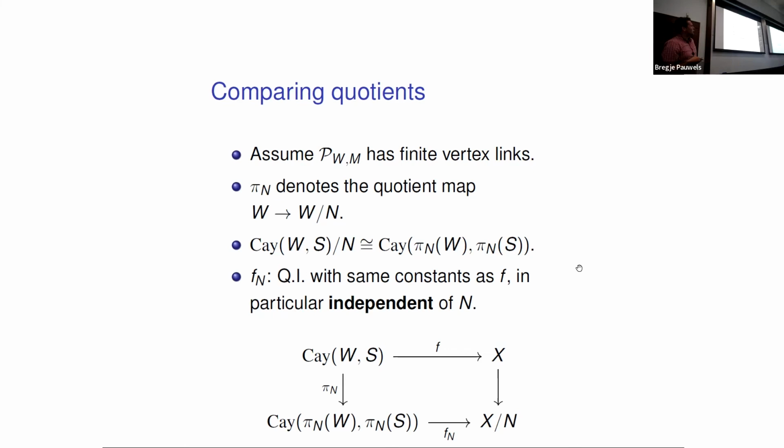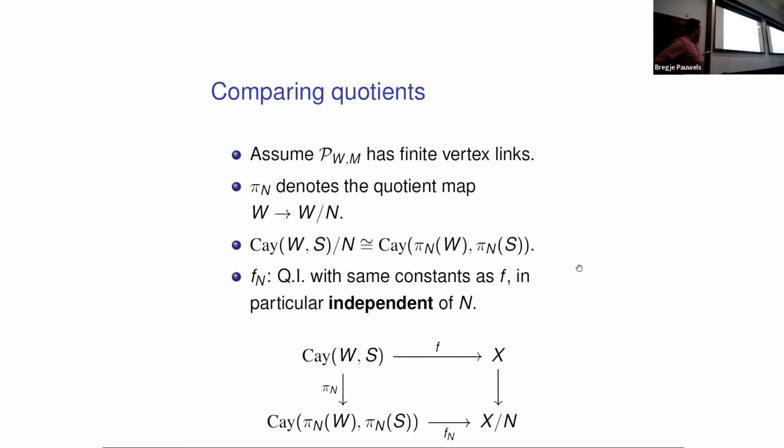Okay, so comparing quotients. We assume now that the polytope has finite vertex links, and we denote a quotient map. So N will now be a normal subgroup of W. I will tell you later that these exist. And then I can look at the Cayley graph, I can quotient it out by N, and I can look at the Cayley graph of the projection.